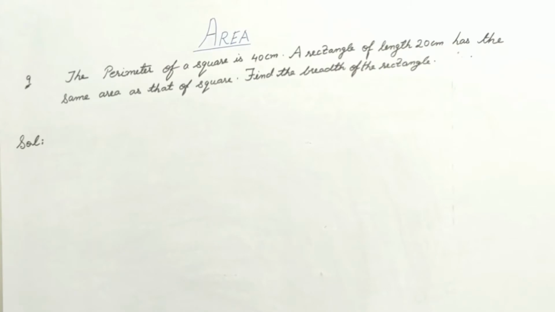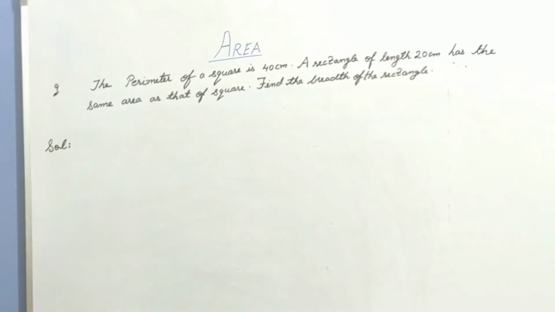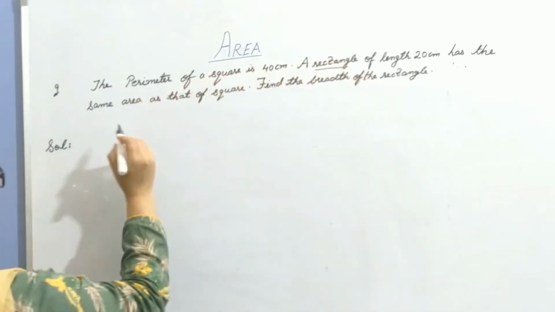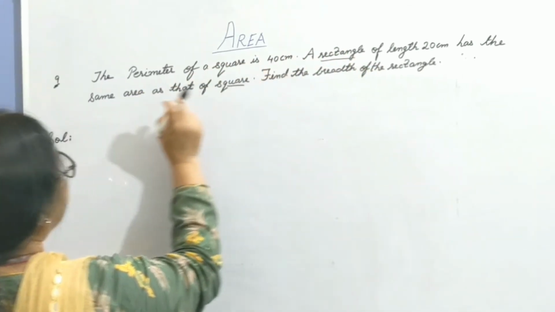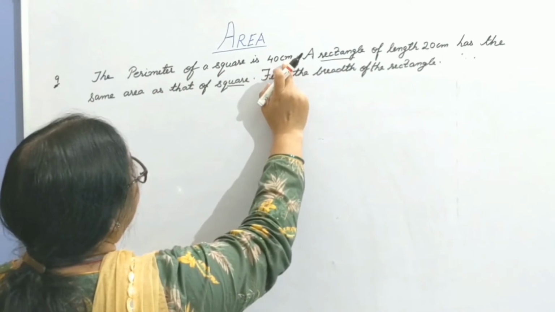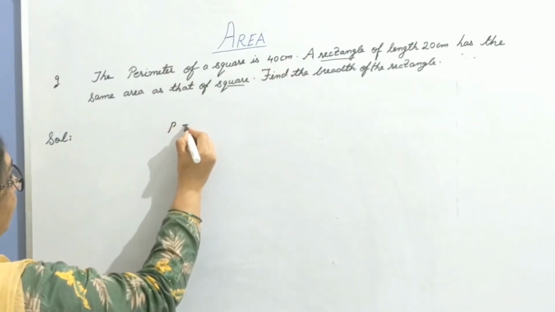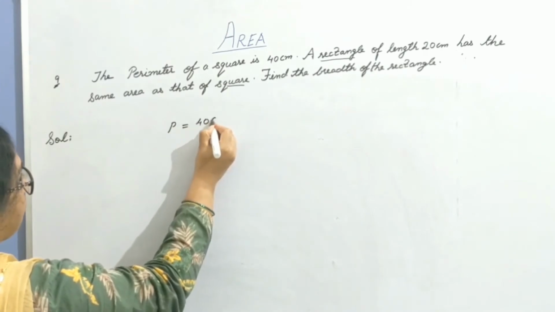So let me read question 9 for you all. The perimeter of a square is 40 centimeter. A rectangle of length 20 centimeter has the same area as that of the square. Find the breadth of the rectangle. What is given? You are given that the area of the rectangle equals the area of the square, and the perimeter of the square is 40 centimeter. So let's first write the perimeter. Perimeter of square is 40 centimeter.